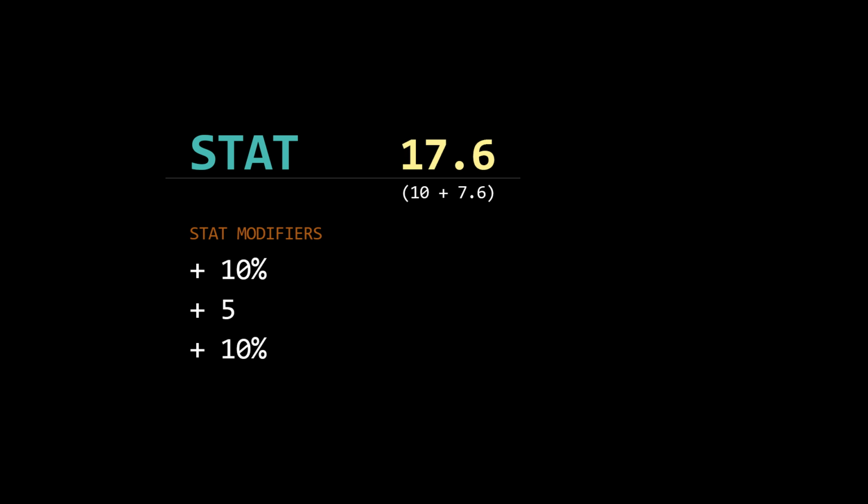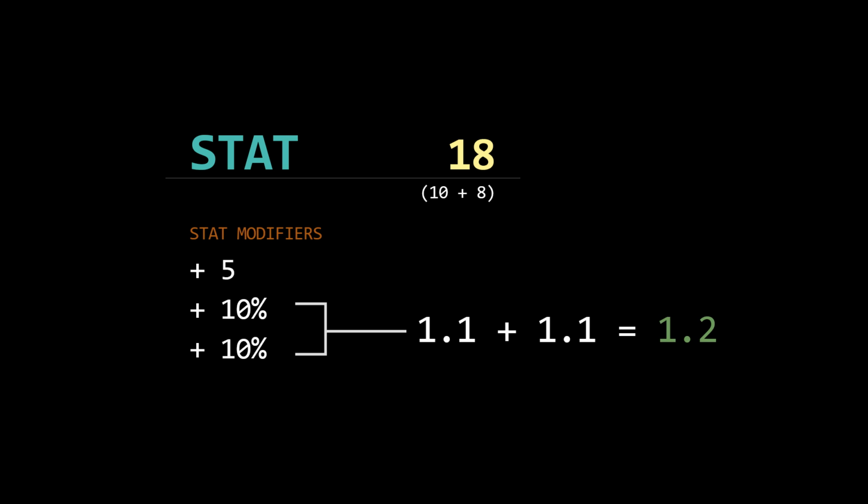But what if we want percentage bonuses to always apply after the flat ones? And increasing by 10% twice, should we add them together for a total bonus of 20% or multiply for a total bonus of 21%? These are the types of things that the Character Stats asset can help you deal with.